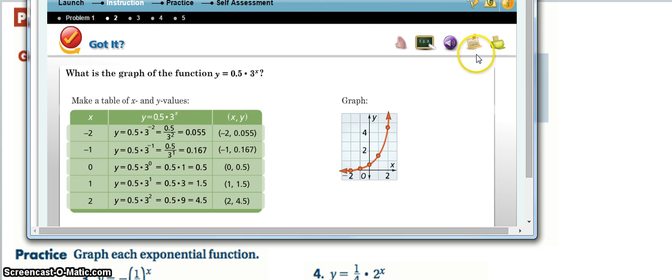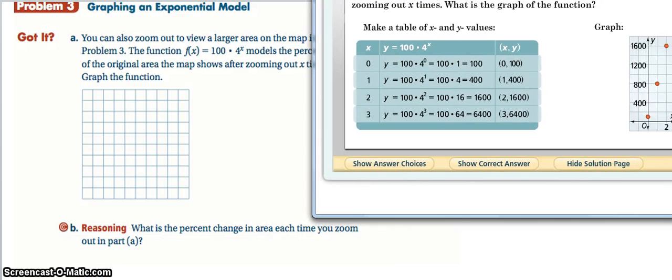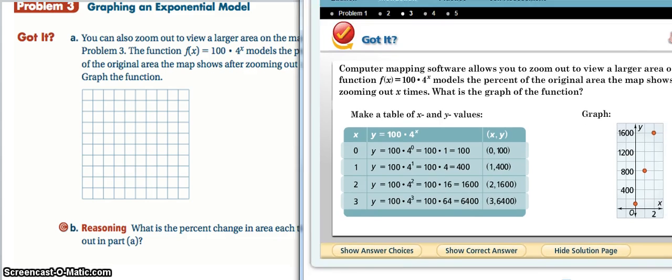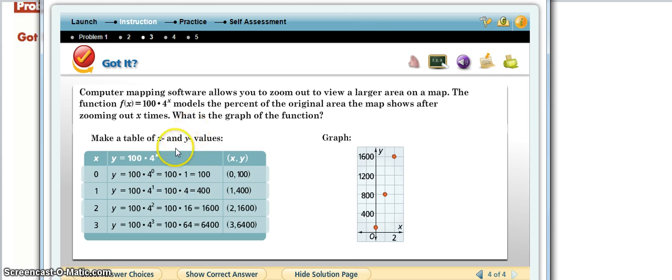So again, for the got it on part 3, I'm just going to drag over this table, because this is exactly how we would solve it. Just set up a table of values, plugging in, but we can't zoom negative, so we would just start at 0 and go up by our integers and find our points as we go exponentially.